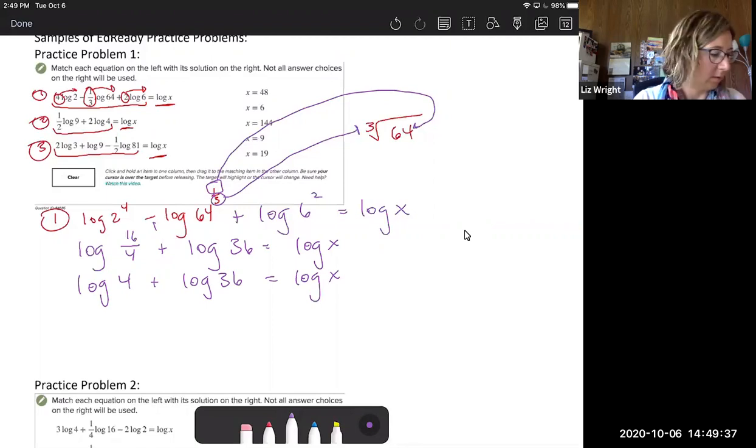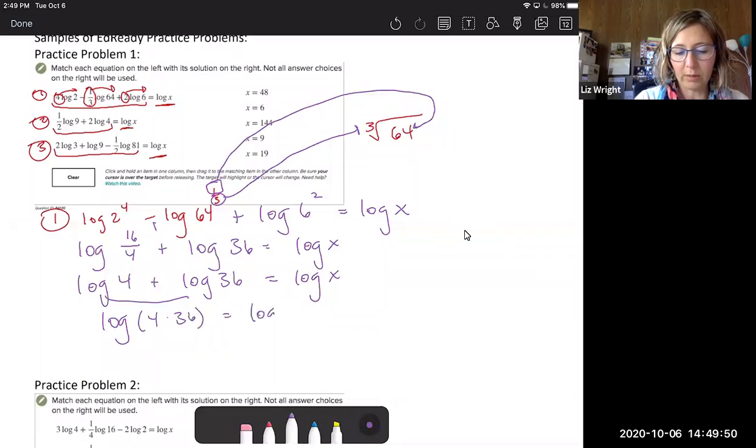And make sure I'm doing okay here. And then we've got this addition is going to become multiplication. So it's going to be log of 4 times 36 equals log of x. And then you can either put that in your calculator or you can multiply it out. I think that's going to be 144, right?